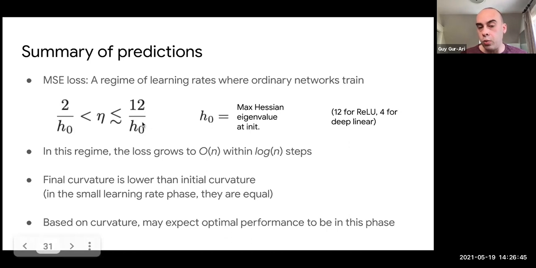The maximum learning rate where things break down is more network dependent. For the toy model, it was 4/h. For ordinary networks with ReLU, we empirically found that it's something like 12/h. We don't fully understand this value, but 12/h seems to be a good predictor of the maximal learning rate. In this regime, we have the catapult effect where the loss grows to be very large, specifically on the order of the width, and it does so within log of n steps. The main point is that the final curvature you get to after this whole process is lower than the initial curvature, and we believe this has something to do with the better performance we have in this phase.